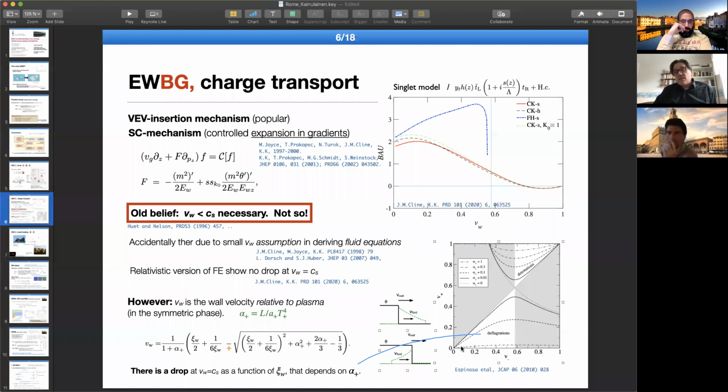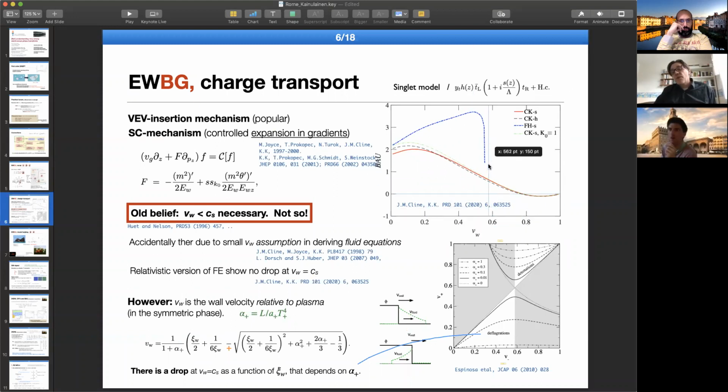You see that even for rather strong transitions, these curves are labeled by this parameter alpha, which is the ratio of the latent heat released to the radiation energy density in front of the wall. So if this is a large number, the transition is very strong, and there's a lot of energy pumped into the plasma in front of the wall, which accelerates it, and therefore the velocity difference gets to be less than the actual wall velocity. So if I replotted this figure in this actual wall velocity parameter, it would go more like this. It actually shoots up first, and then there would be a drop.